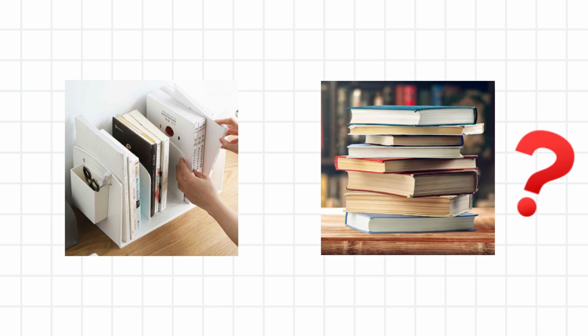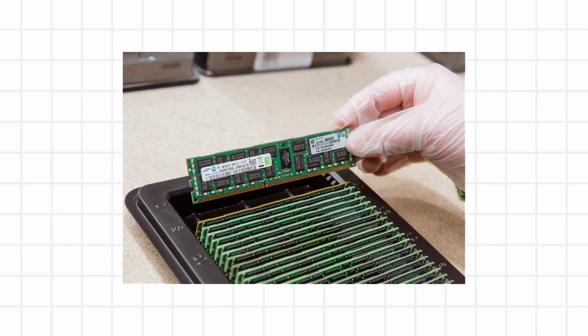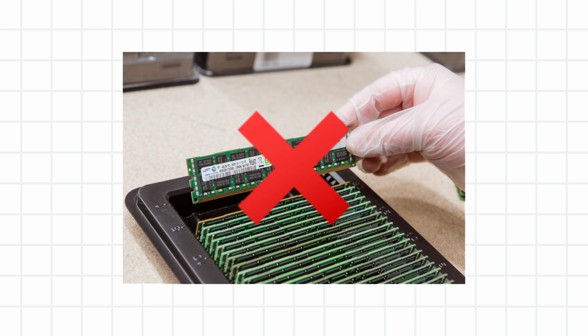Imagine your desk is completely covered in books, and you need to bring out a new one to study. You have to put one back on the shelf to make room. But which one do you pick? This is the exact problem operating systems face when RAM runs out of space.